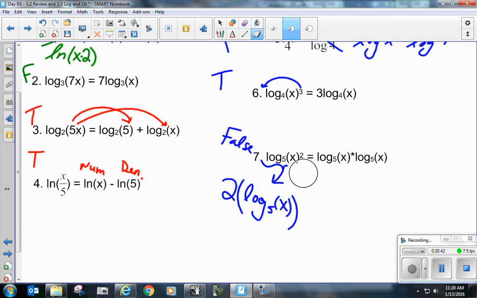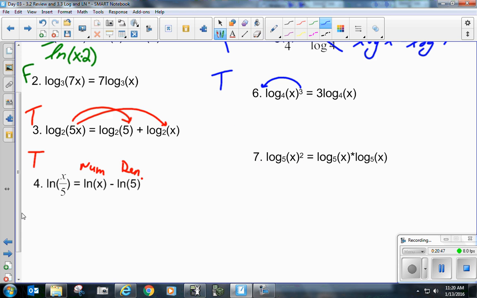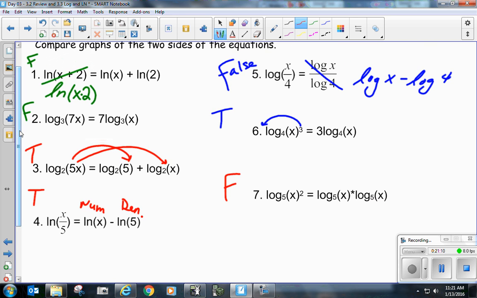What's one thing I could have done to the left side to make it true? If I put this in parentheses here, I take this value and I square it. That's the same as taking this value and multiplying it by itself. See, so they really throw you a curveball there. That would make you think. You guys did good. So this is false. How many true, how many false do we have? We had 4 false, 3 true. Good.